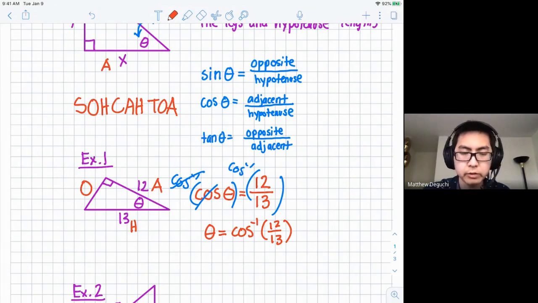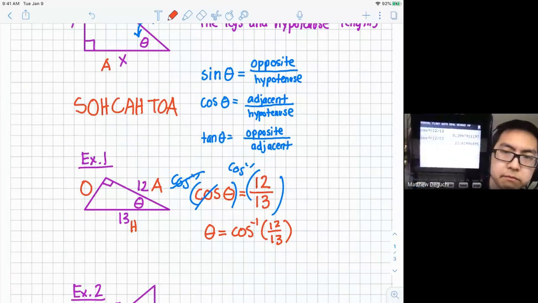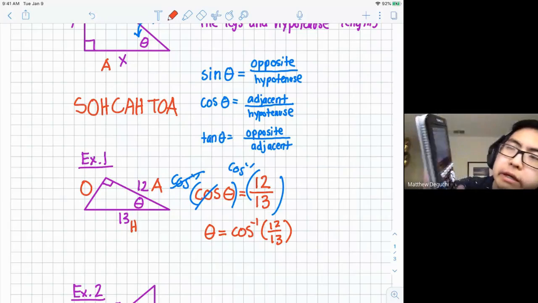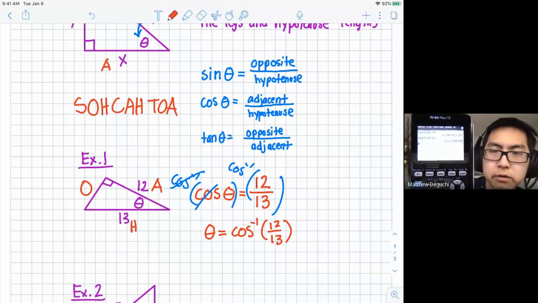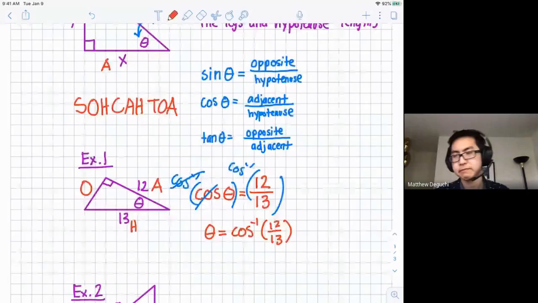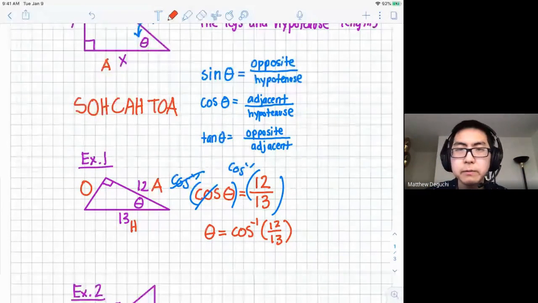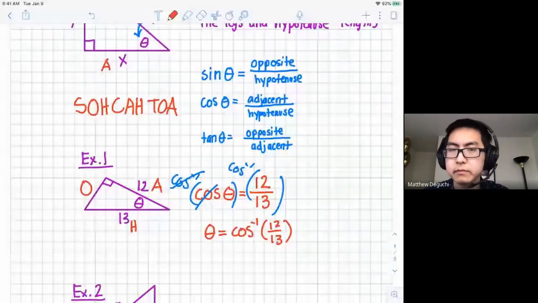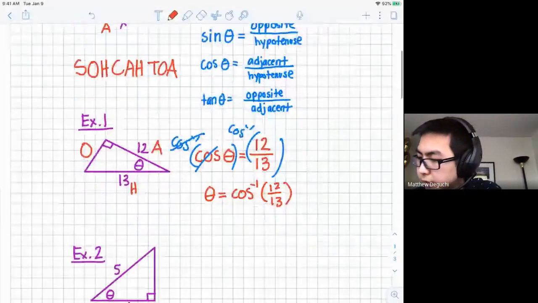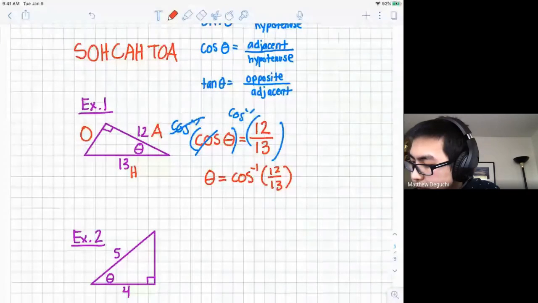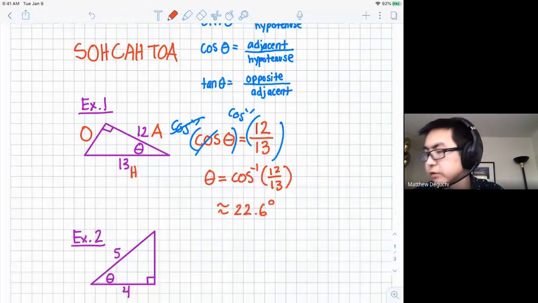And make sure you are in degrees. Make sure on your calculator you're in degrees. So you should have gotten around 22.6. It's going to be roughly 22.6 degrees.